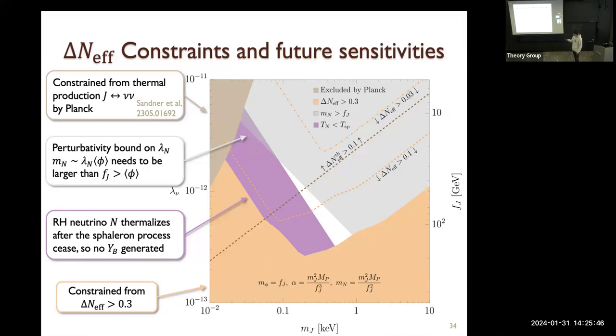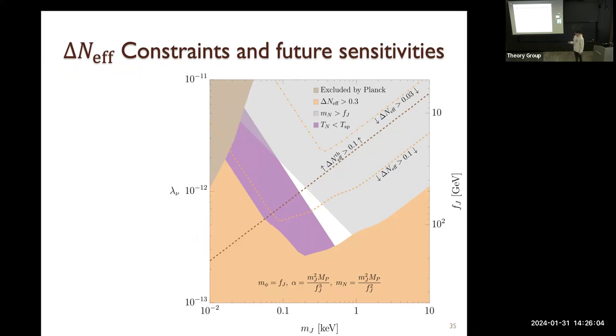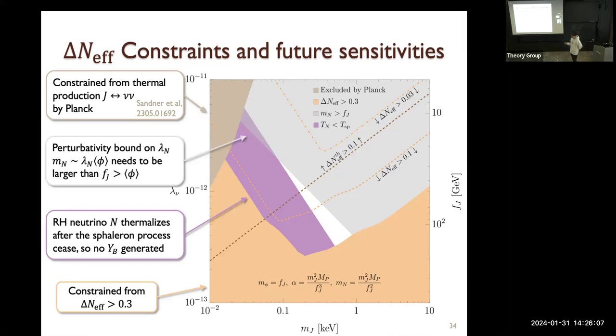And this purple region is where the right-handed neutrino thermalizes after the spallation process ceases. So in this case, there's no Y_B generated because the asymmetry of phi cannot be transferred to the baryon sector. This is still non-zero B minus L, just suppressed by. Yeah, right, of course it's suppressed, but we want to transfer all the phi asymmetry to the baryonic sector, so we put this as a constraint. Of course it's true the baryon asymmetry is still produced, but that's different from our analytic expression, and that's different from our mass hierarchy.